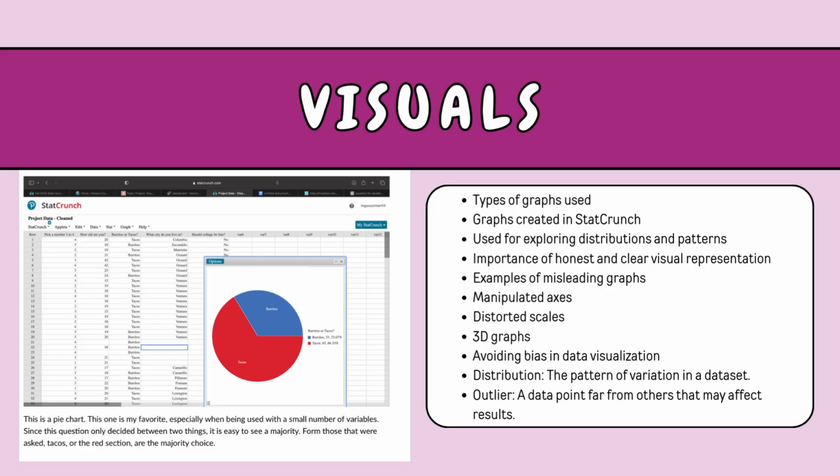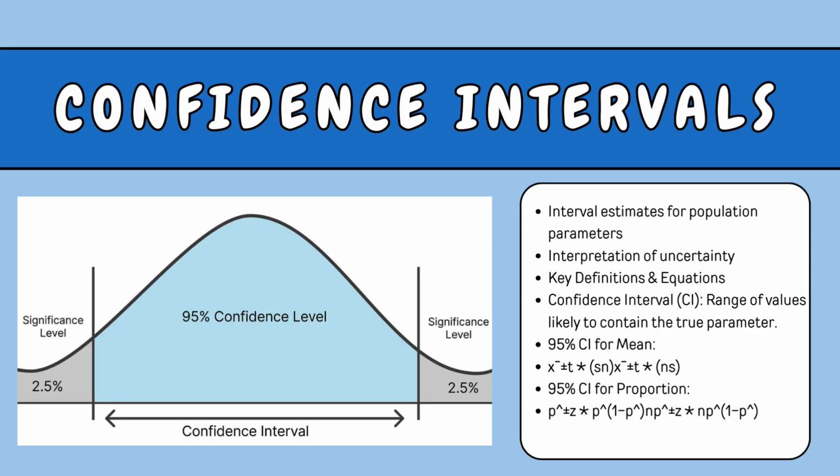When I analyzed the "should college be free" question, 70% said yes, and the 95% interval was 0.61 to 0.79. That tells us that there was strong support for free college, but the exact percentage could be anywhere within that range. Overall, confidence intervals give us a sense of the uncertainty of our data.